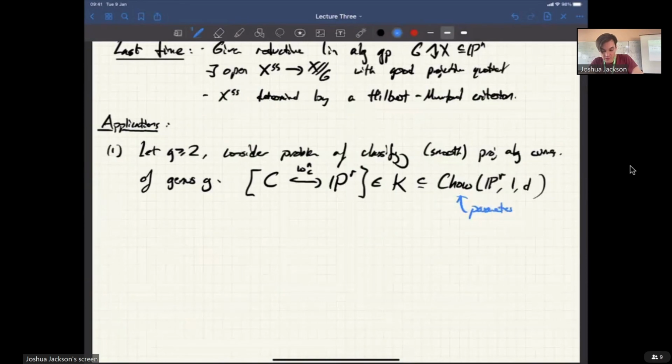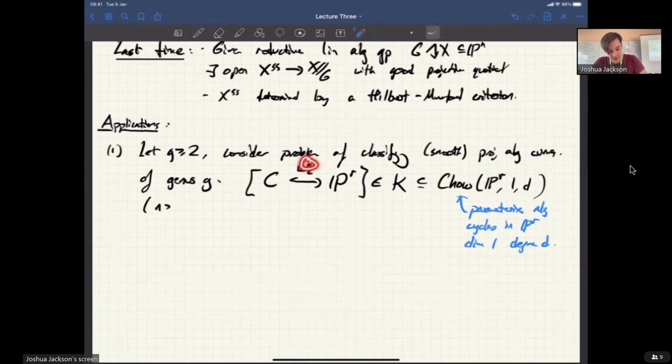which parameterizes algebraic cycles in the projective space of dimension r and degree d. You could do this with a Hilbert scheme, which parameterizes closed subschemes, but I'm going to do it with the Chow variety because it relates to something I want to say later. For this, you want n, this number here, to be sufficiently big. It actually doesn't have to be that big, but it needs to be big enough.